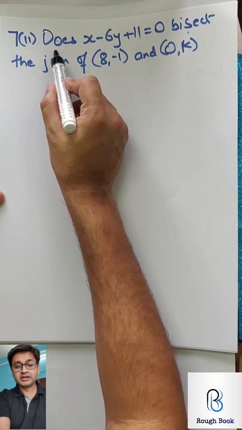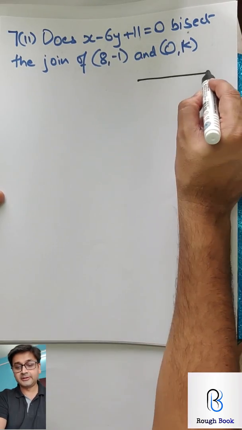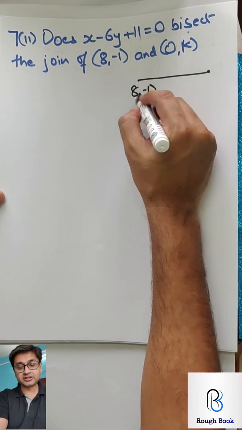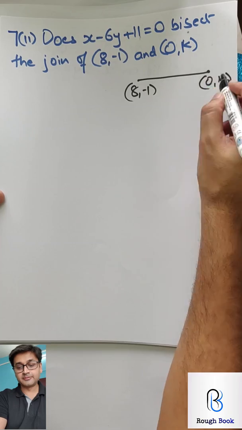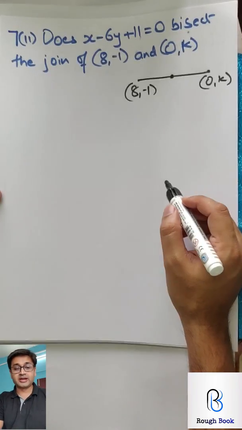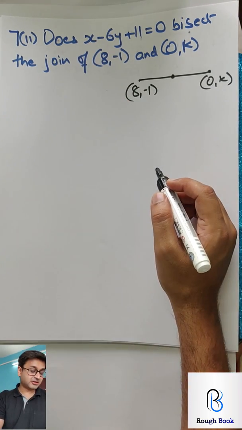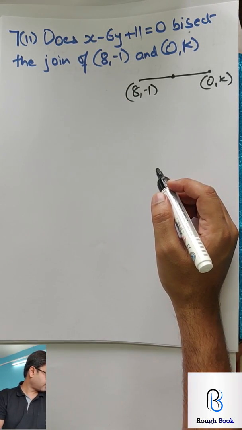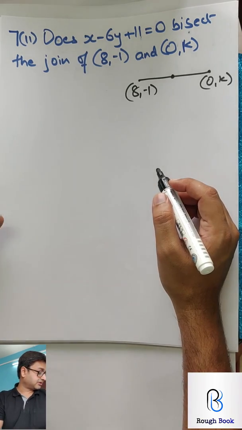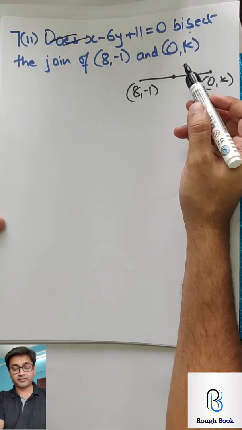I know you guys. Does this bisect the join of this and this? That means there is a line which is 8 by minus 1 and 0 by k. The midpoint of that, does it lie on this line or it doesn't, is the question. I repeat, does it say does it or does it say it does? The line bisects. No, it doesn't say does it. It says it does. So this is bisecting the join of this and this.